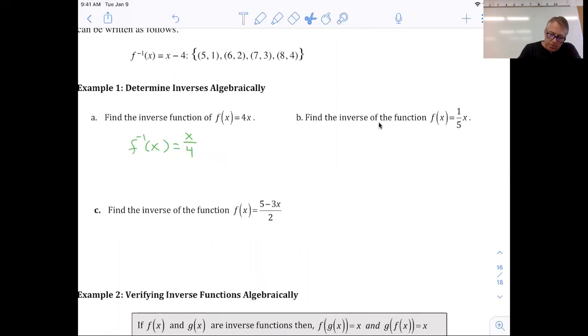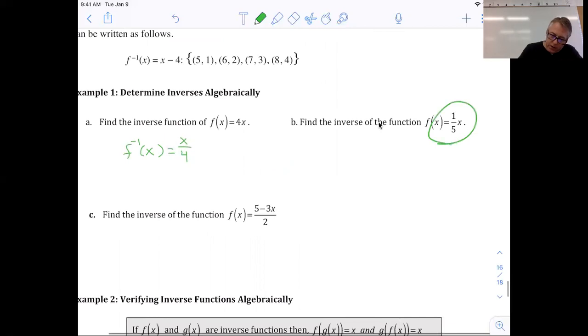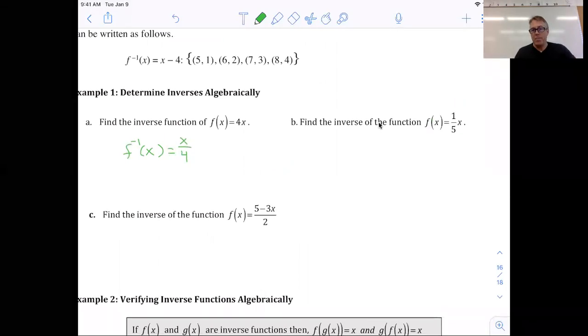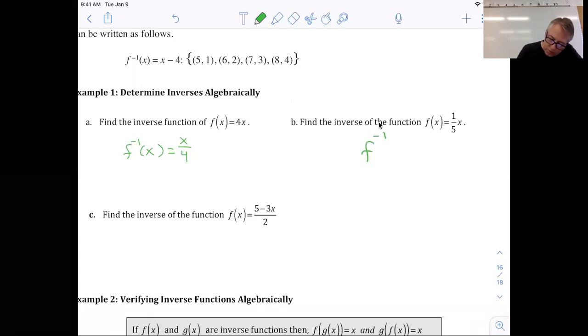In the next one, in part B, if we had f of x is 1/5 times x, so it's 1/5 times x, then we're going to divide by 1/5, and dividing by 1/5 is the same as multiplying by 5. So its inverse would be 5x.